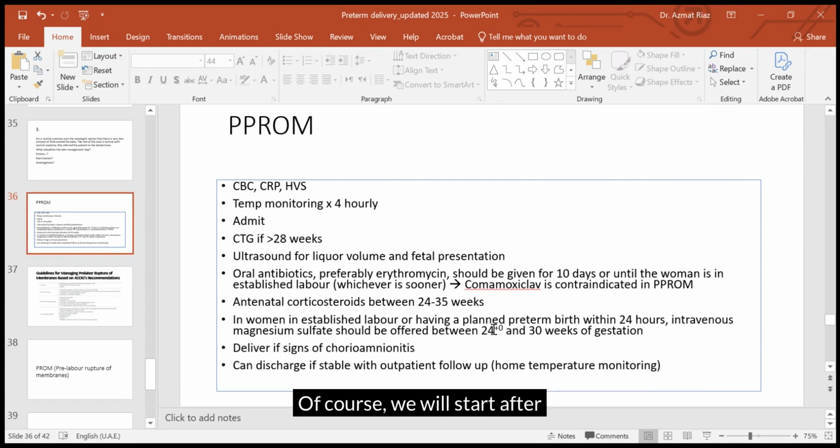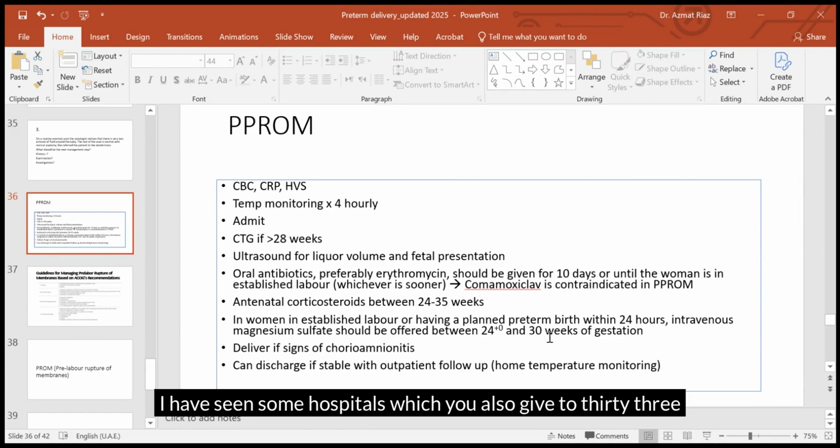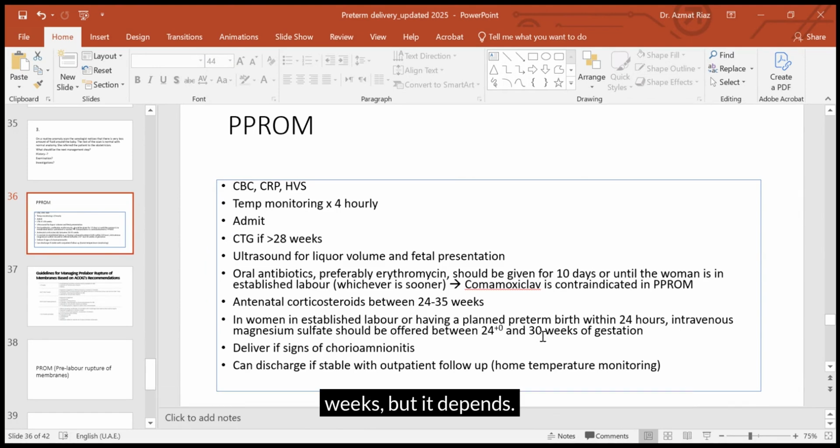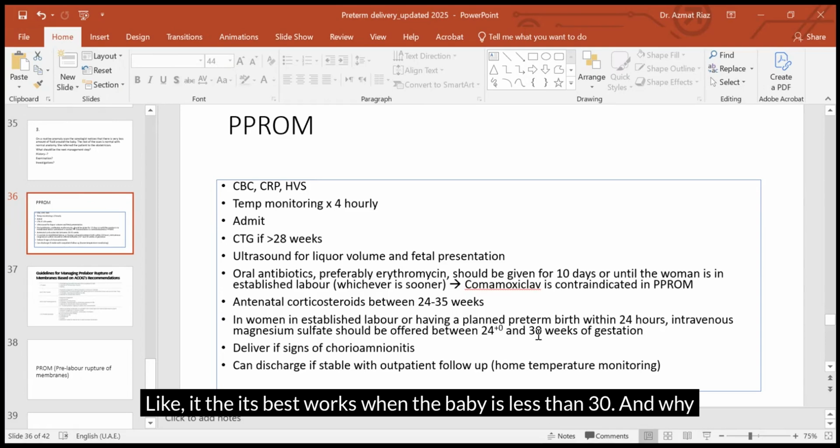Okay, of course we will start after 24 weeks. Why 24 weeks? Because 24 weeks is the threshold of viability, fetal viability. Some hospitals can even give it till 32 or even 33 weeks. I have seen some hospitals which also give it till 33 weeks, but it depends. It works best when the baby is less than 30 weeks.